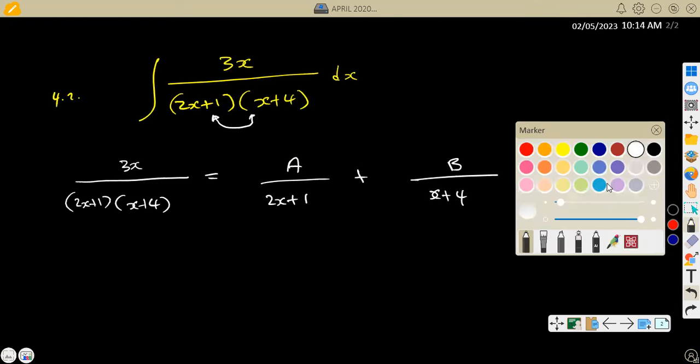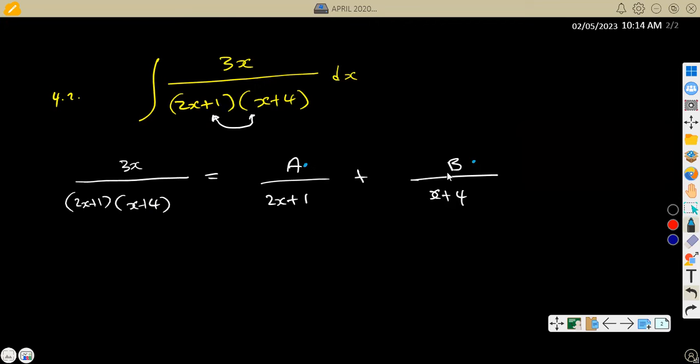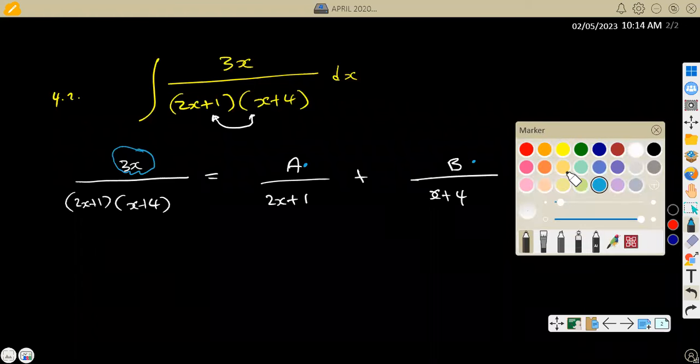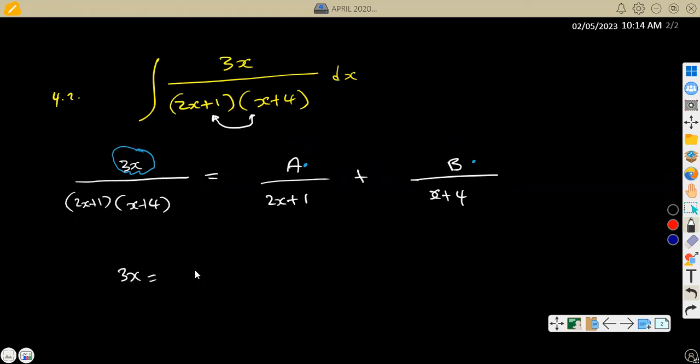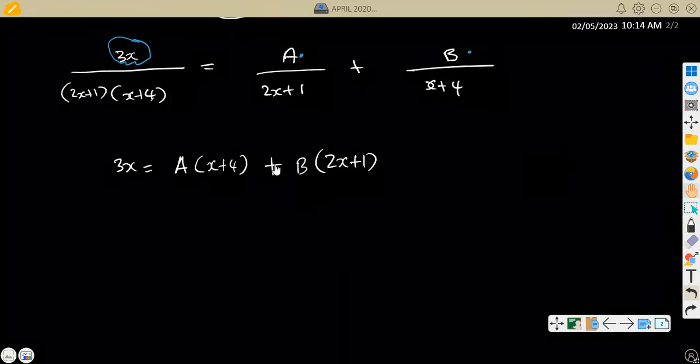So all you need is to find the values of a and b. So how do you simply do this? We are supposed to add this and that, so instead, just equate. 3x here in the numerator is equivalent to a times x plus 4 plus b times 2x plus 1, because the 2x plus 1 cancels with the 2x plus 1, leaving x plus 4 for a, and x plus 4 cancels with x plus 4, leaving 2x plus 1 for b. So all you need is to find the values of a and b from this equation.